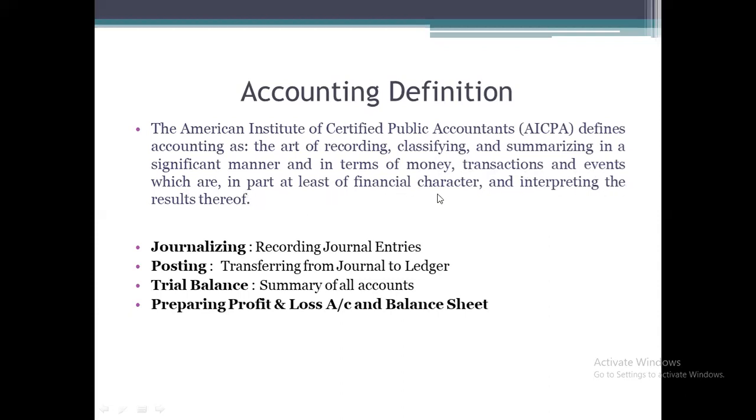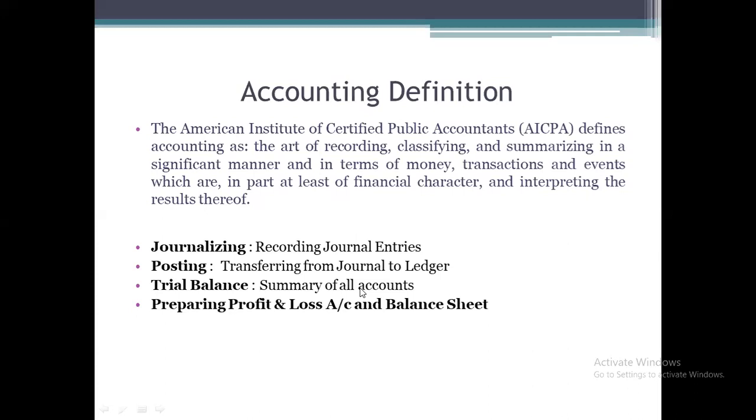Then interpreting the result thereof. So now I have got the balance. I've recorded the transaction, I moved to the ledger, then I have prepared a summary. But will that summary give me some results where I can make a decision? What do you guys think? Will a summary looking at only debits and credits give me any picture? Can I read how my business is performing? What is the reality of the business? Is it running into profit or loss? Can I know that just by looking at debits and credits? What do you guys think?